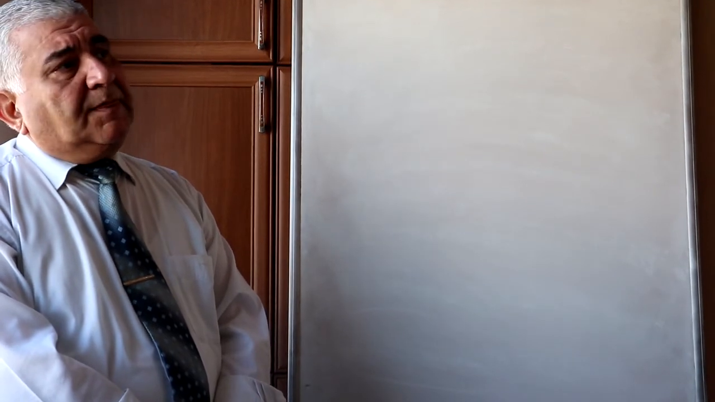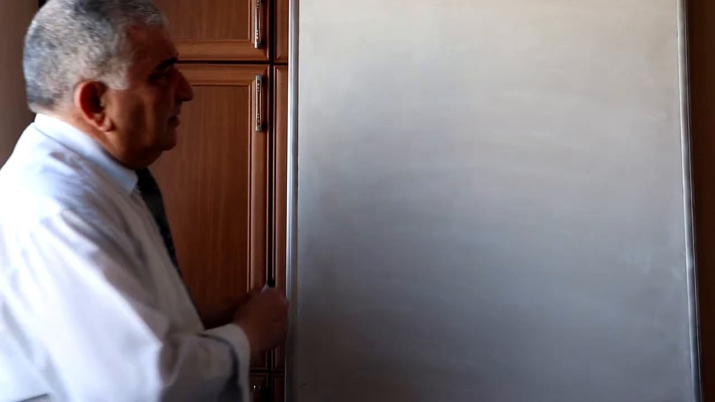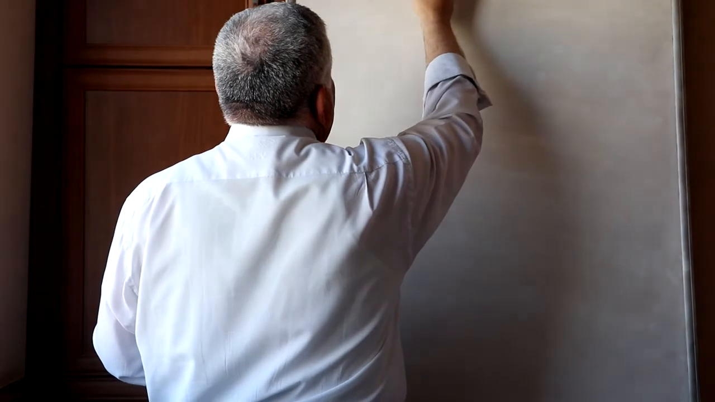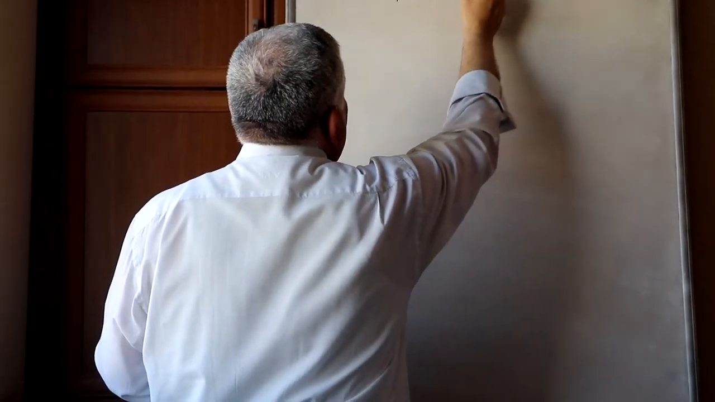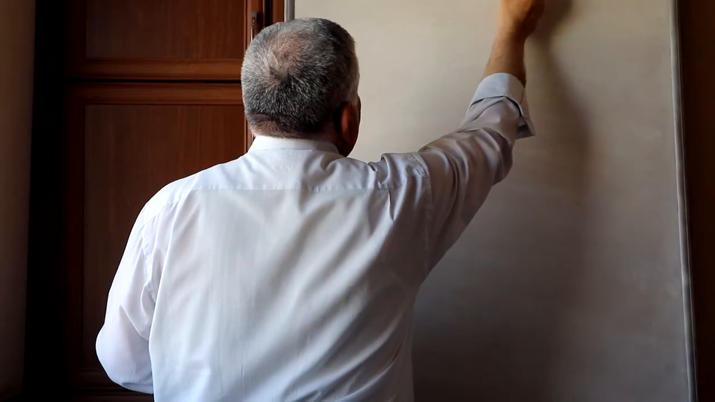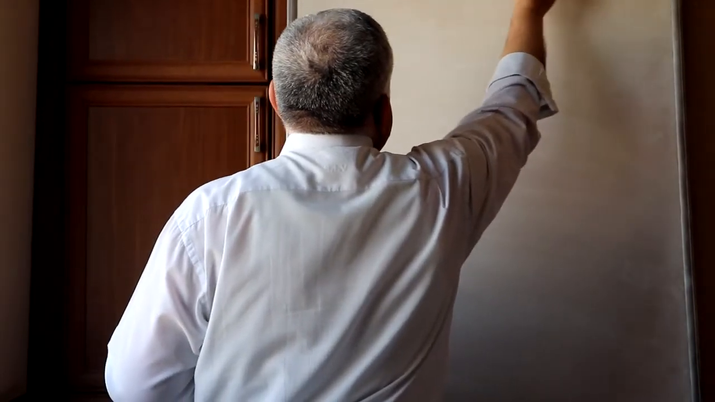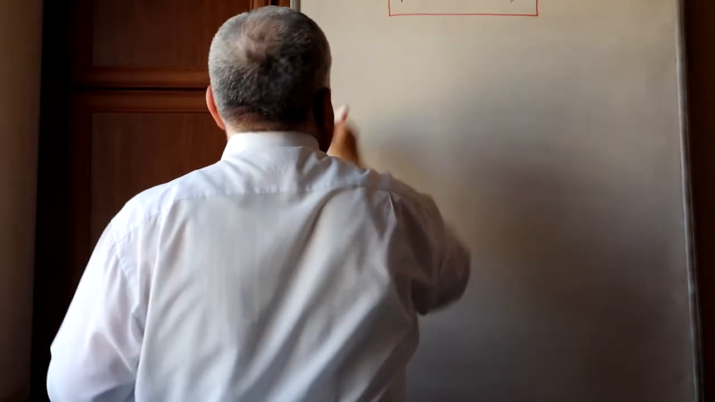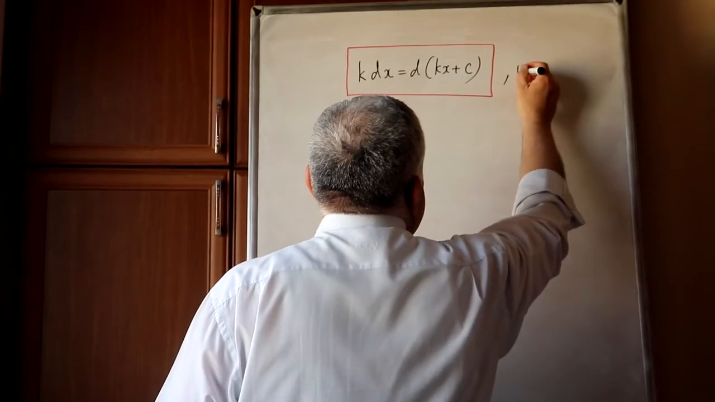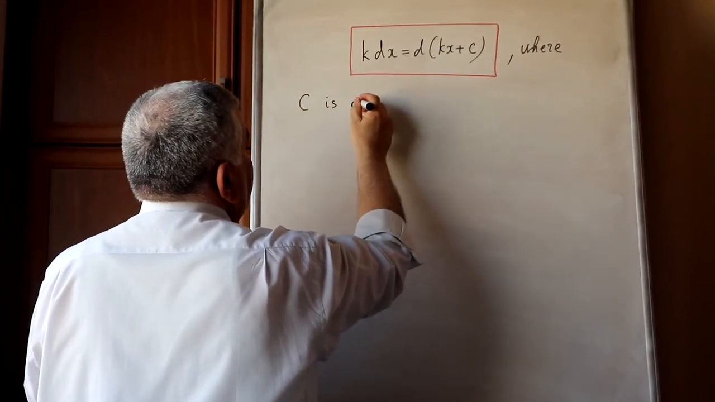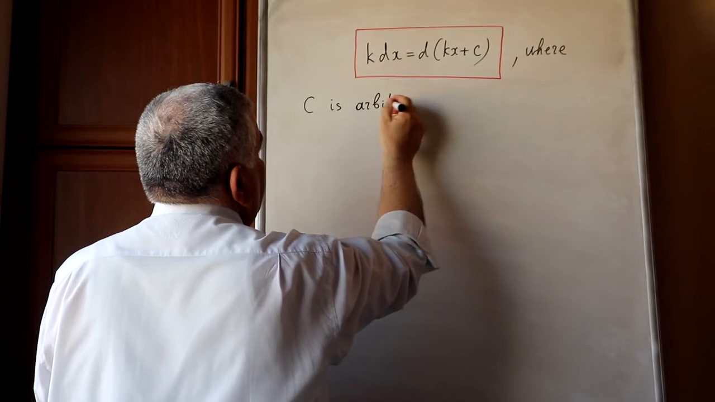Then please add also one formula about the anti-differential table. k dx is equal to kx plus c. Here c is an arbitrary constant, where c is an arbitrary constant.